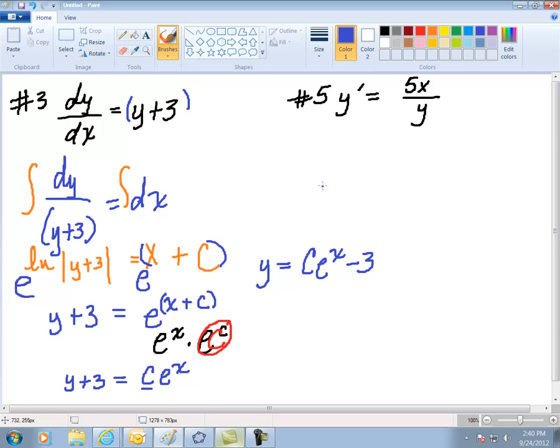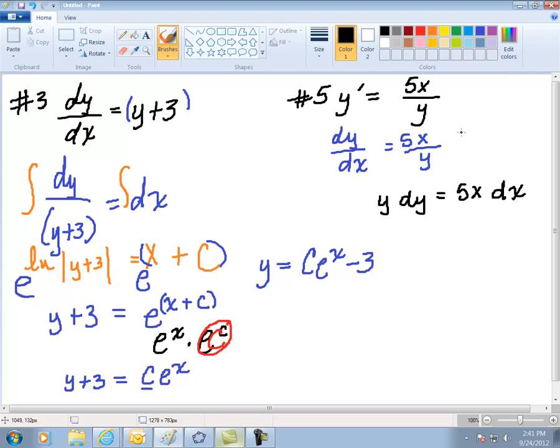Let's try another example here, number 5. And in this example, I've written this as y prime, but we all know that that's the same thing as dy dx. And once again, I want to get my dx and my x variable on one side and my dy and my y variable on the other. And this one I can simply just cross multiply. All right. So I would have y dy is equal to 5x dx.